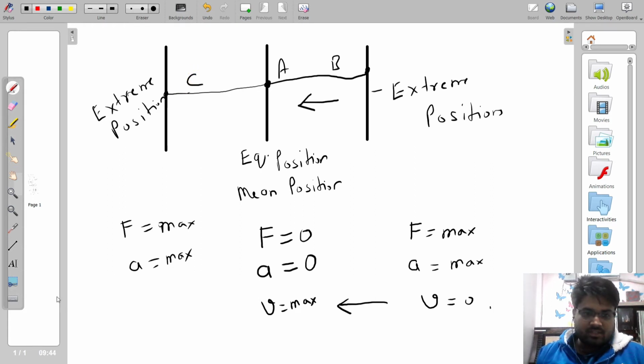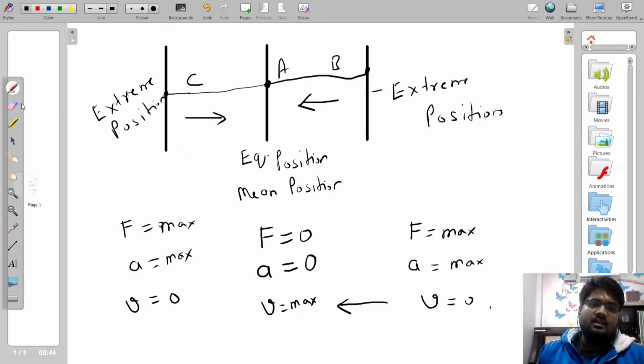Here again velocity is 0 while the acceleration is maximum, and again the restoring force starts acting and will move towards the mean position. And in this way the simple harmonic motion works. It will go from A to B, then B to A, then A to C, then C to A, and the process goes on and on.